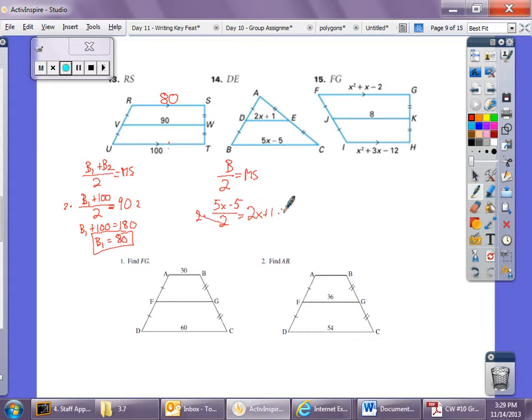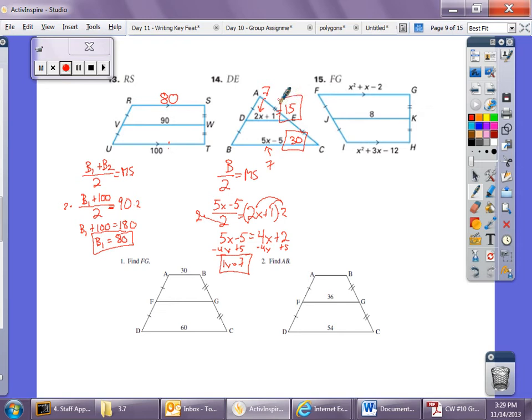Multiply 2 on both sides. So we have 5x minus 5 equals, multiplying everything by 2, so I'm going to distribute to everything, 4x plus 2. Now we can solve this. We add 5, subtract 4x. So I have 1x equals 7. So now x equals 7. We plug 7 back in. That's 14 plus 1 is 15. I plug 7 in, 35 minus 5 is 30.